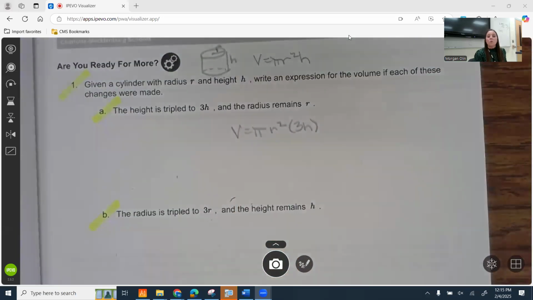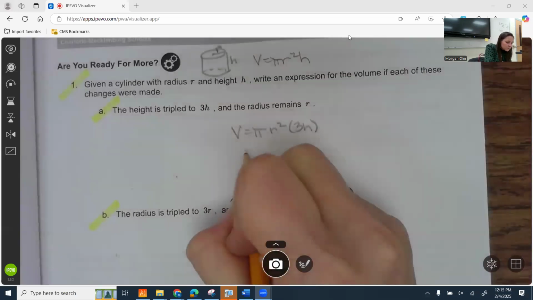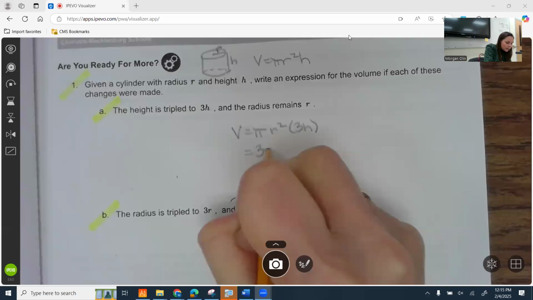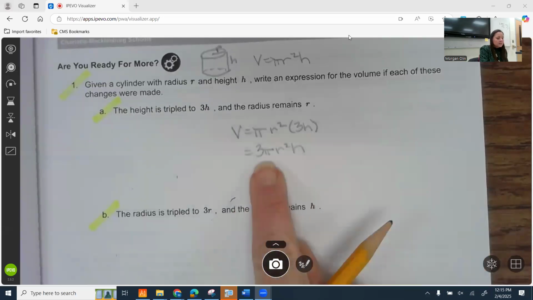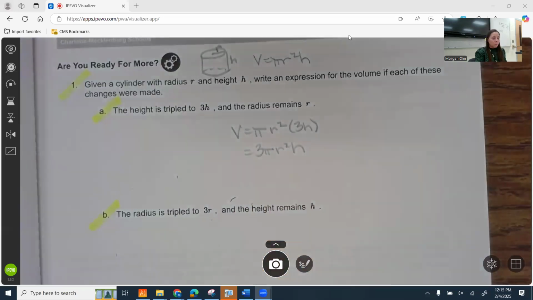Well, what does it do to our volume when we triple our height? Well, if you notice, that 3 can come out here. It basically multiplies our volume, what we had originally, by 3.